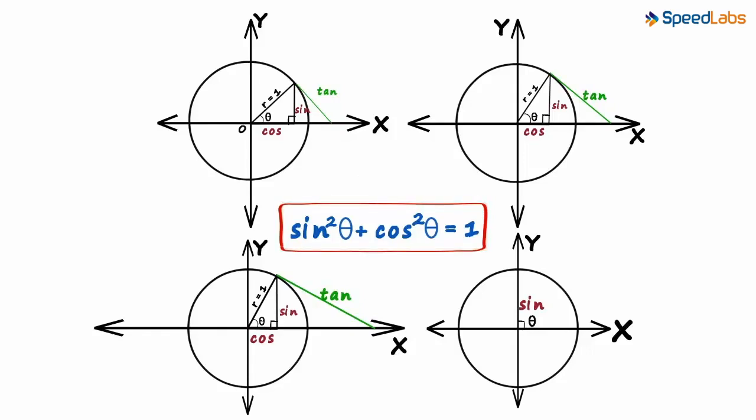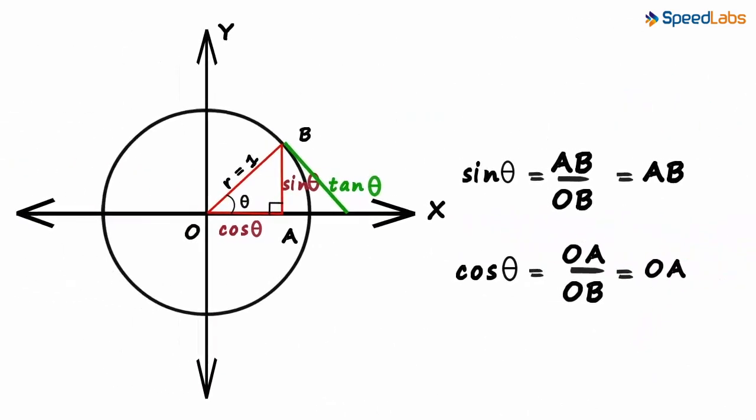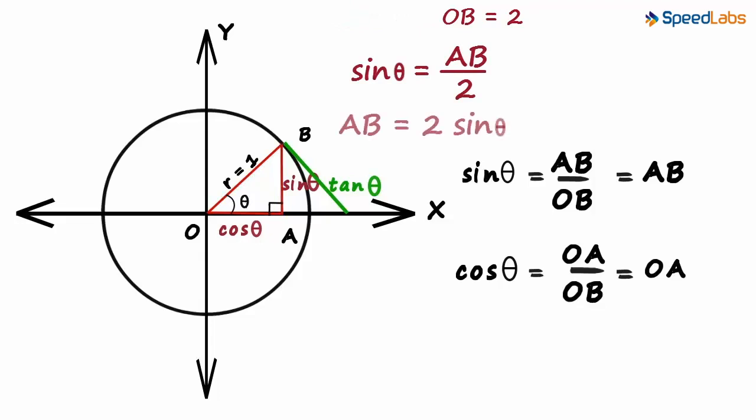Many people have a lingering doubt in their mind when they study this topic. What if the radius was 2? Will this still work? The answer is yes, it will. Let's assume the radius was 2. So OB would be 2 in this case. Sine theta would be AB by 2 and AB would be 2 sin theta. Similarly, OA would be 2 cos theta.